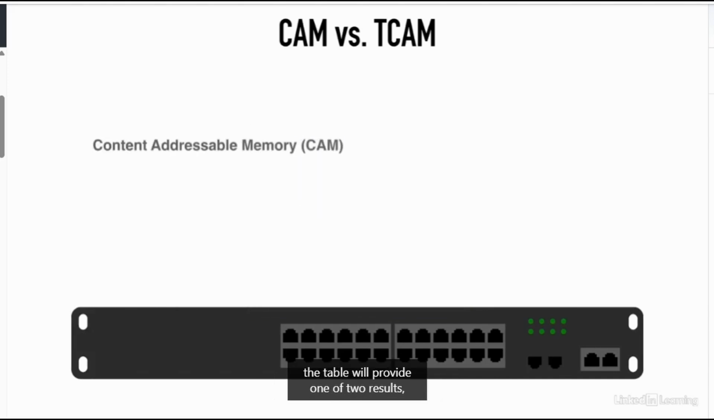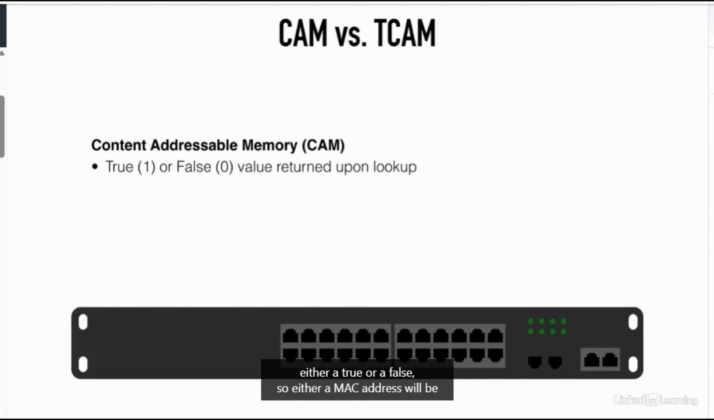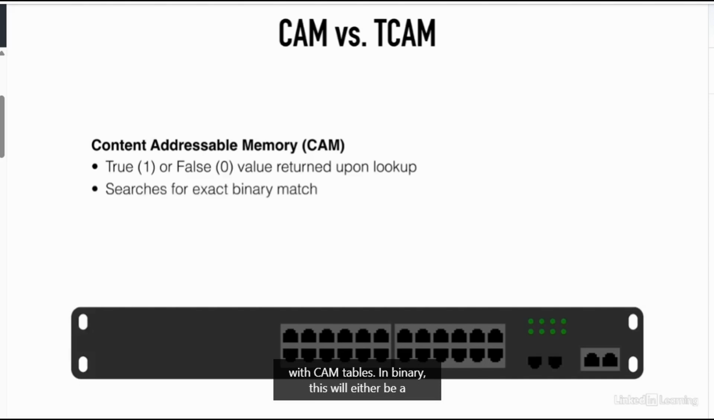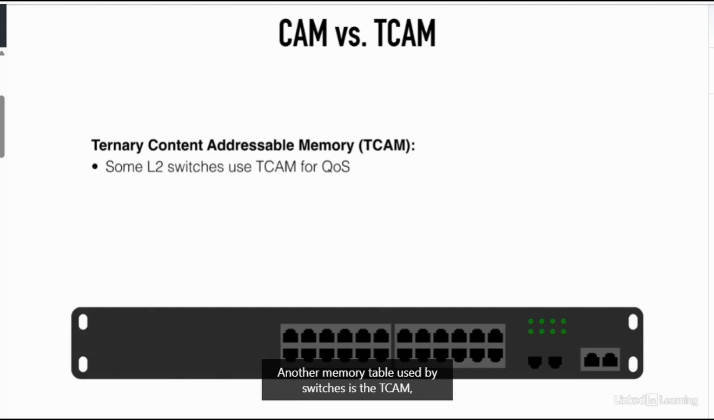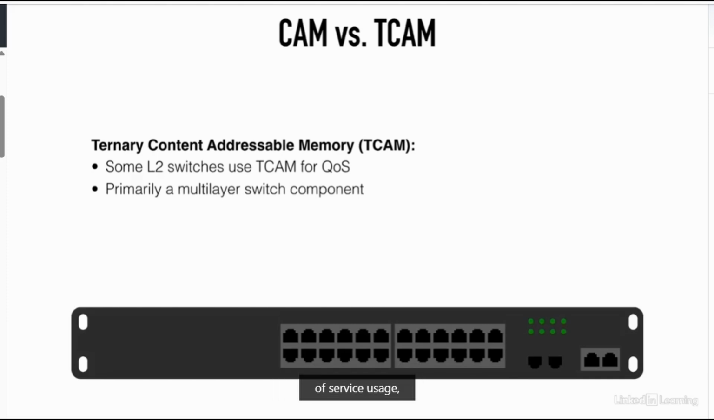During CAM table lookup, the table will provide one of two results, either a true or a false. So either a MAC address will be found in the CAM table or it will not. Those are the only two possibilities with CAM tables. In binary, this will either be a 0 or a 1 value. So it's going to look for an exact key consisting of binary numbers during the table lookup process. Another memory table used by switches is the TCAM, the ternary content addressable memory. Some layer 2 switches will contain a TCAM for quality of service usage, but primarily we see TCAM in multi-layer switches which have layer 3 capabilities.